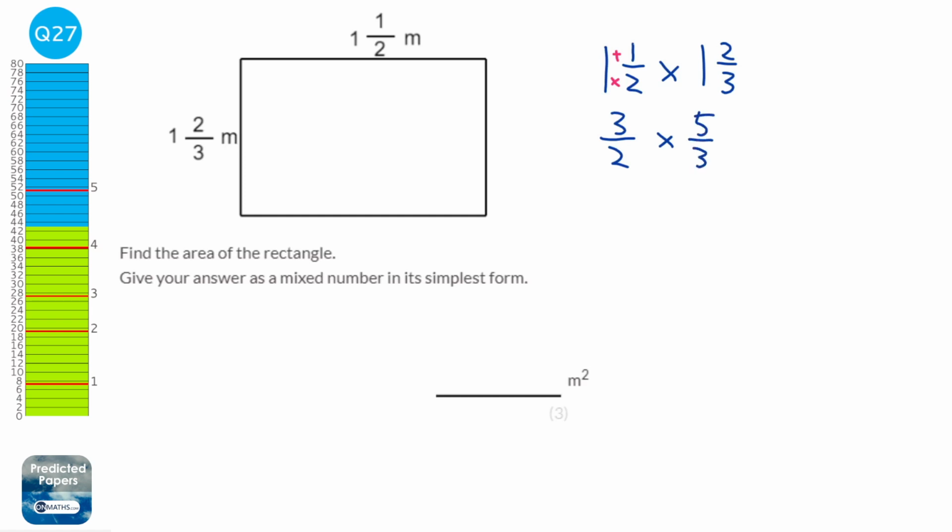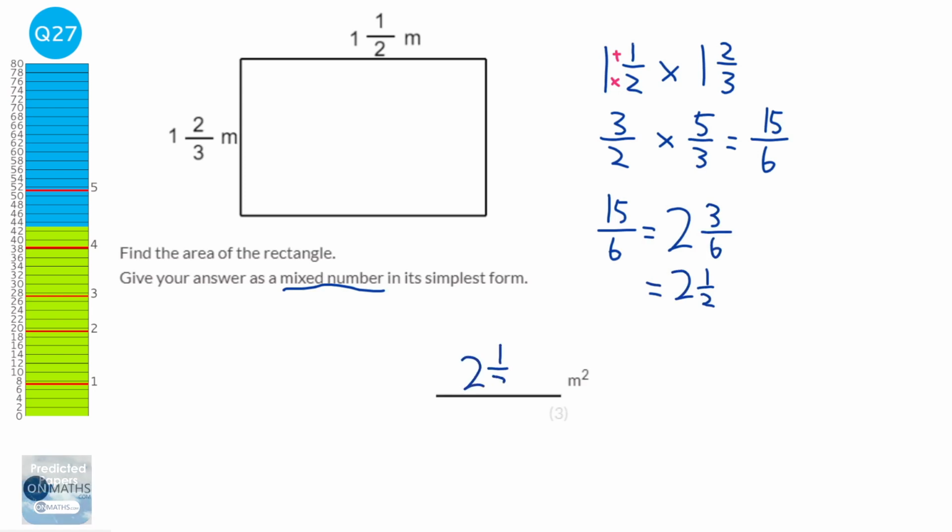Now we don't need to get the denominator the same, we're multiplying. All we do now, really easily, is just multiply the tops and multiply the bottoms. So we've got to convert 15 over 6 into a mixed number because it asks for a mixed number. So how many 6's go into 15? Well, we're first of all going to have 2 whole ones, and how many left over? There are going to be 3 left over. Now 3 over 6 is the same as 1/2 because we can divide top and bottom by 3. So our answer is 2 and a half.